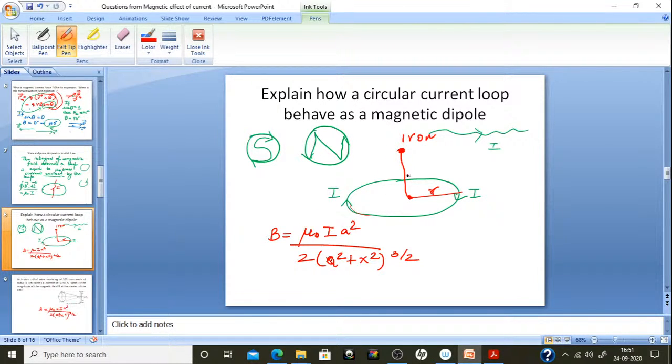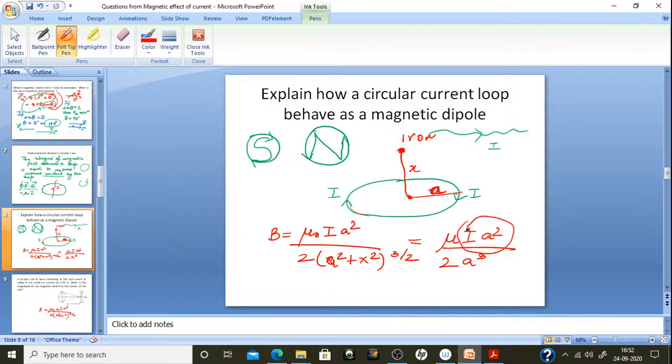Now suppose this distance is very small, this is actually x, and this will be a. This is your area, the radius, and x is this distance. So in this formula a is this one, x is this one, and I is the current. Now suppose x is very small, then you can ignore this x square, and your formula will become mu naught I a square divided by 2a cube, right? In that case this will be the formula.